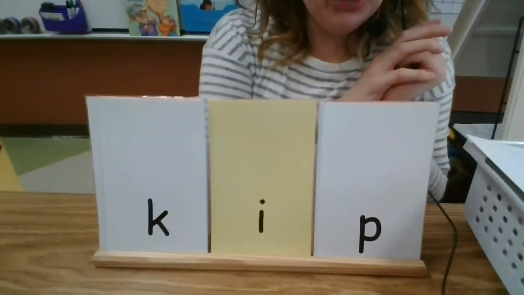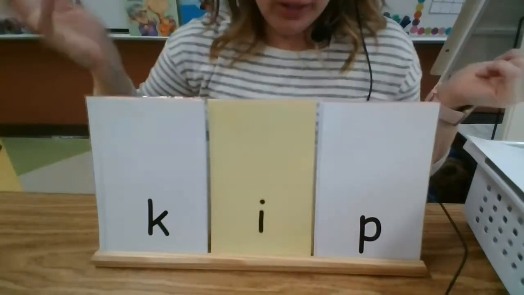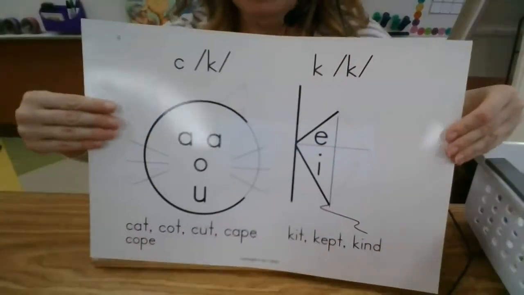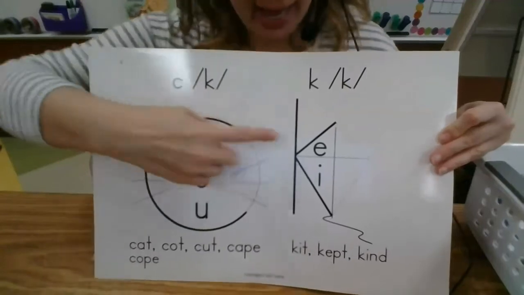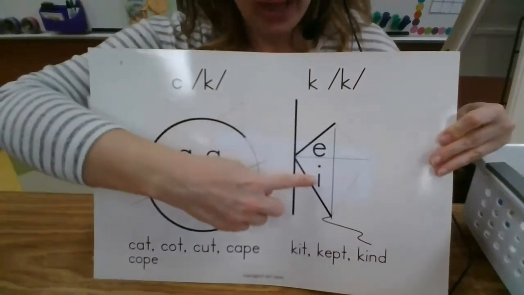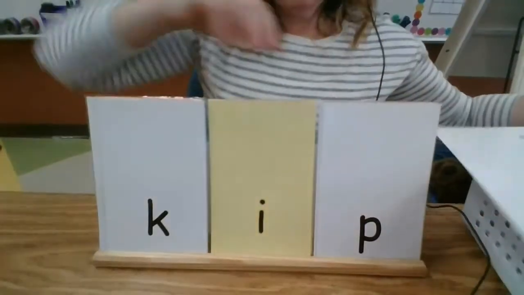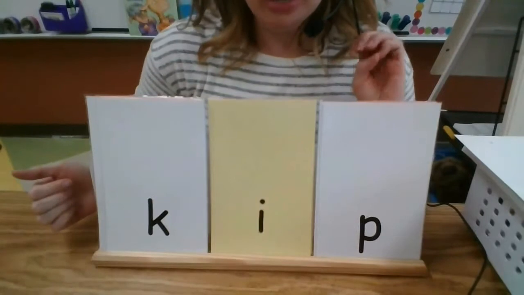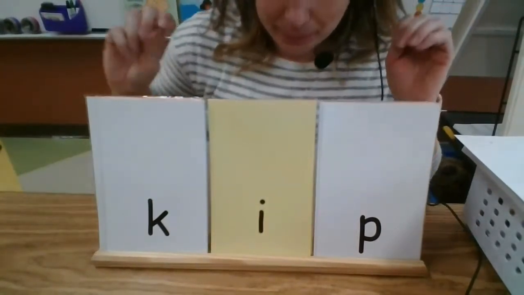Real word or a silly word? Yeah, that's a nonsense word. But if it was a real word, let's check our cat kite chart. So if this was a real word, does the letter K match with the vowel I? Yes, it does. So even though this is just a silly word, we would want the letter K to make the K sound in the word kip.